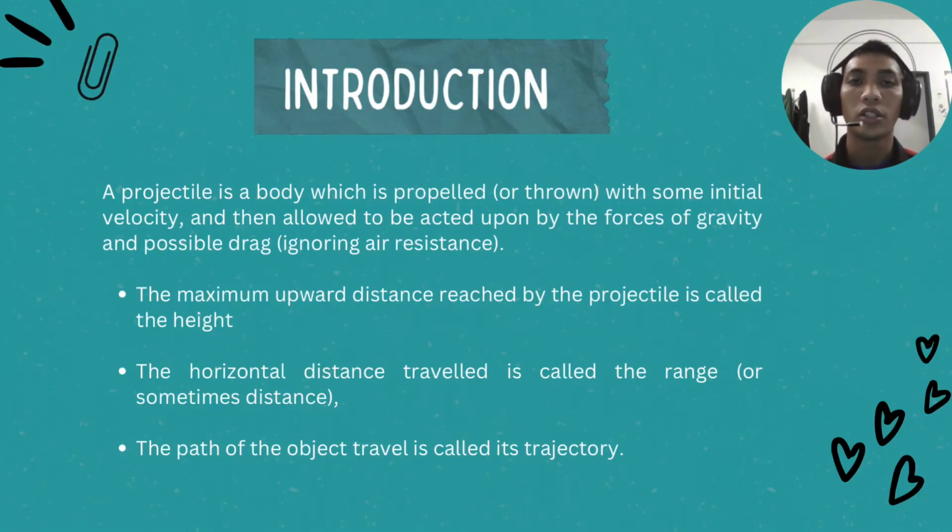Next, we go to the introduction about the projectile. A projectile is a body which is propelled or thrown with some initial velocity and then allowed to be acted upon by the force of gravity and possible drag, ignoring resistance. The maximum outward distance reached by the projectile is called the height. The horizontal distance traveled is called the range, or sometimes it can be called distance. And the last, the path of the object's travel is called its trajectory.